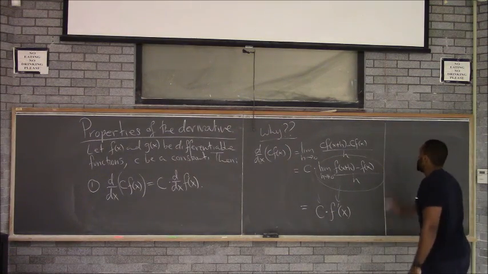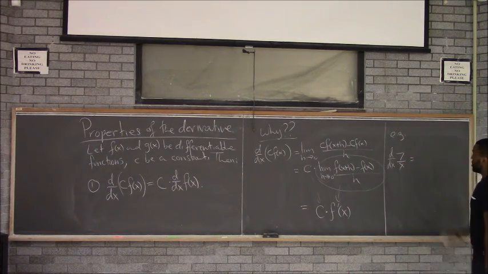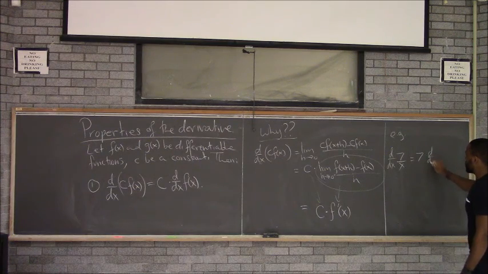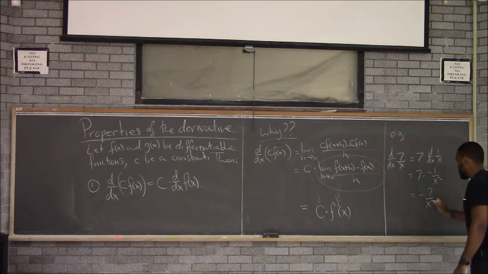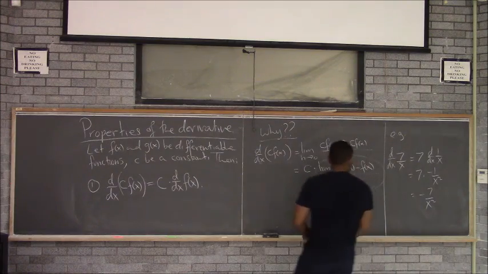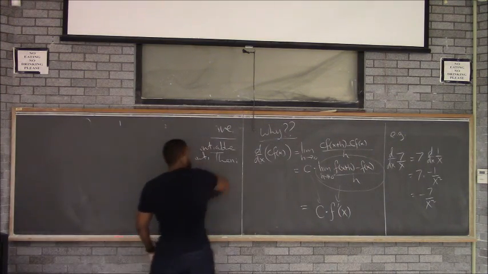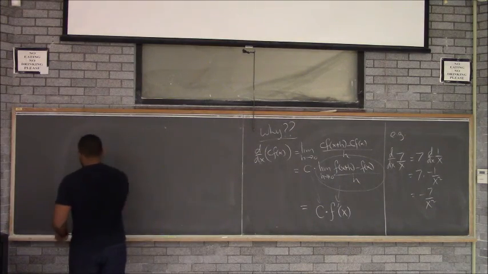So, example, if I ask you, what is the derivative of 7 over x? Well, just realize that's 7 times the derivative of 1 over x. This is just 7 times minus 1 over x squared, which is minus 7 over x squared. Eventually, I'll expect you to jump from this point to that point, but I'm showing you why you can go from this point to that point. And this is going to work for any of them.